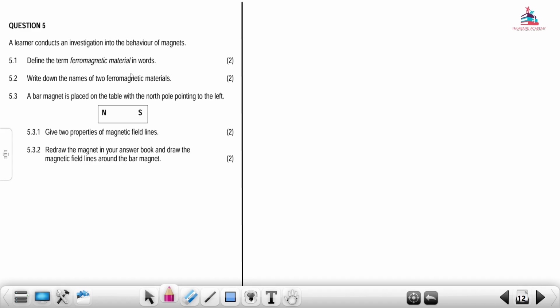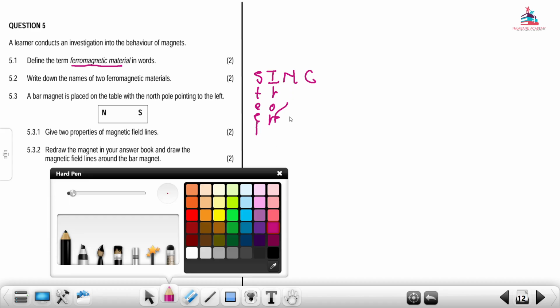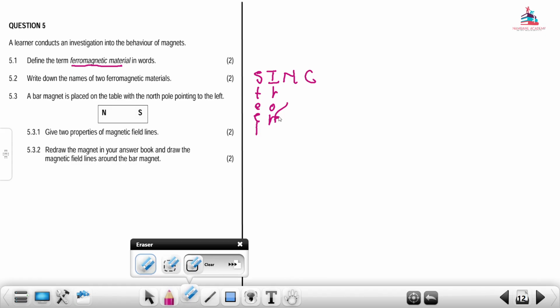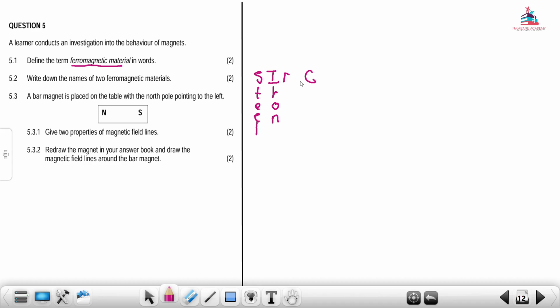Define the term ferromagnetic material in words. Like we said, they are materials that can be attracted by magnets, and they can also be easily magnetized. Write down the name of two magnetic materials. I said you can remember by saying steel, iron, nickel, and cobalt.